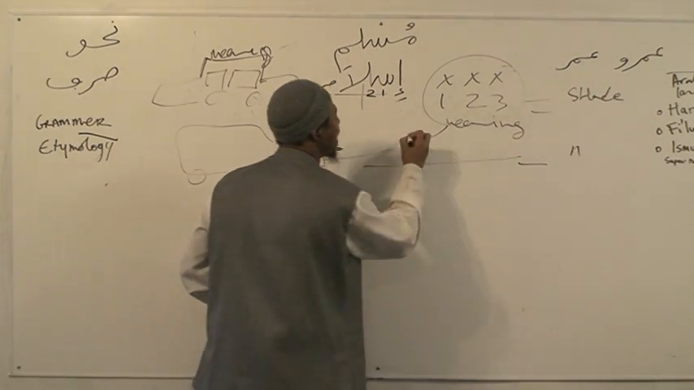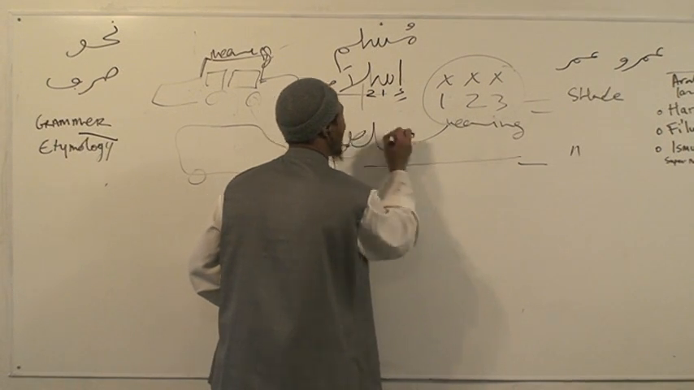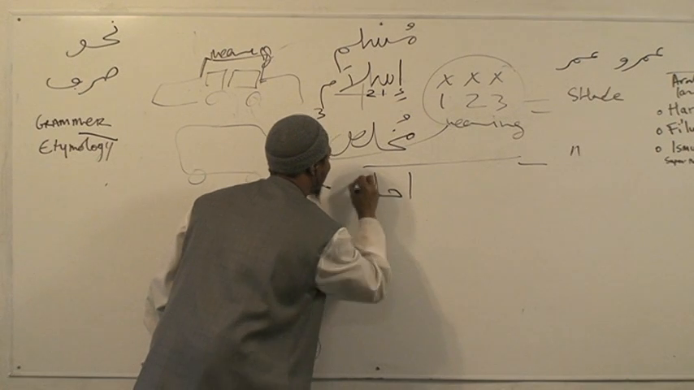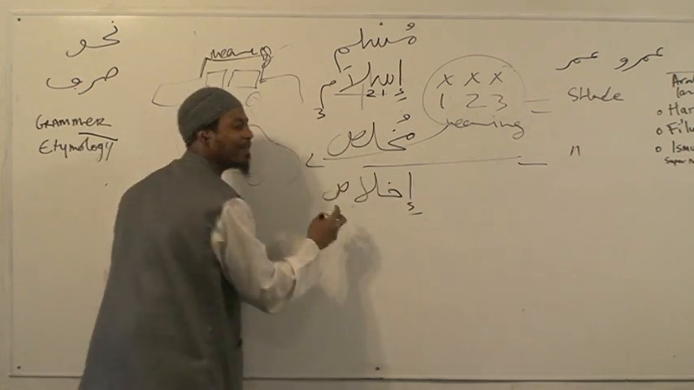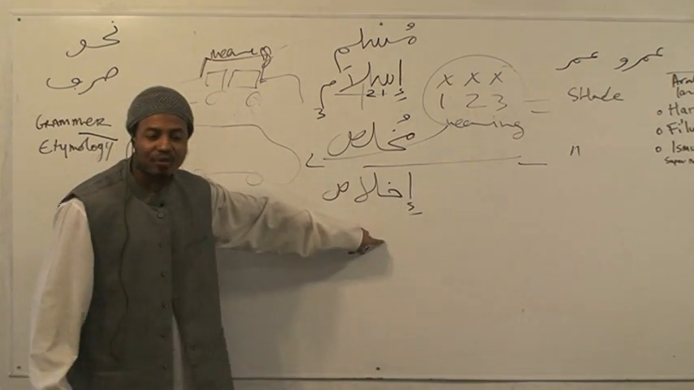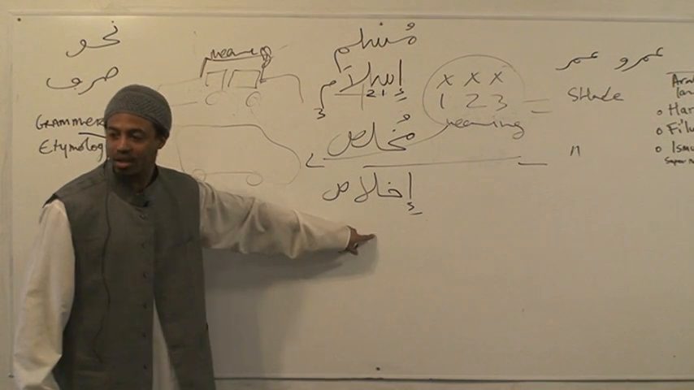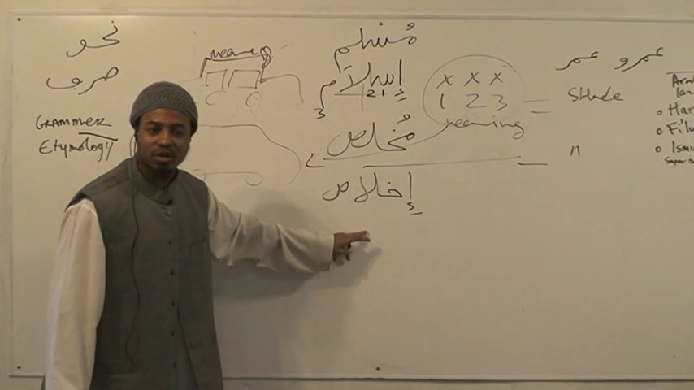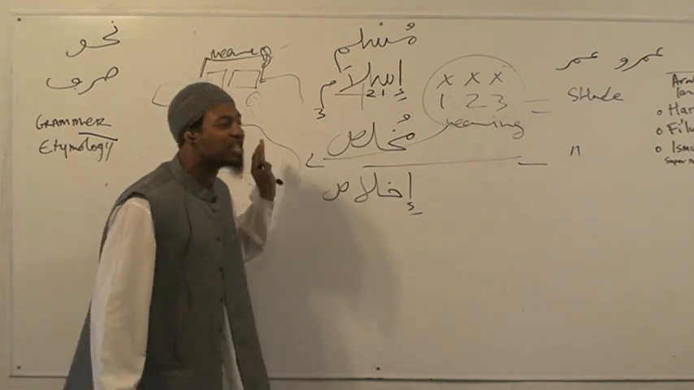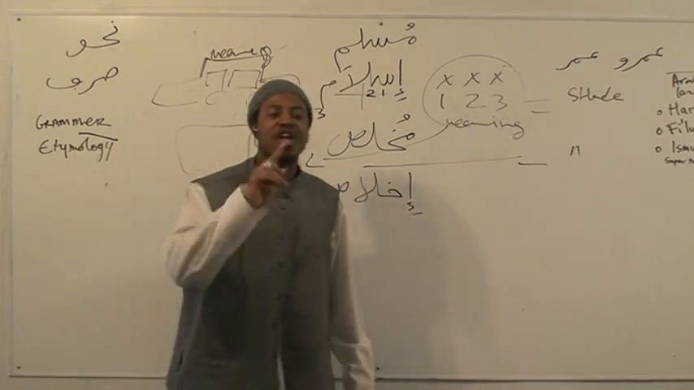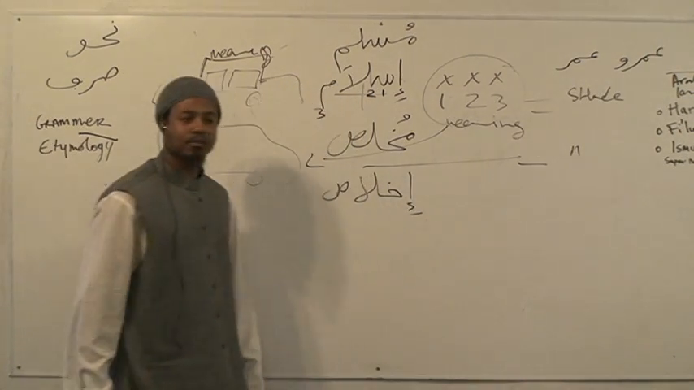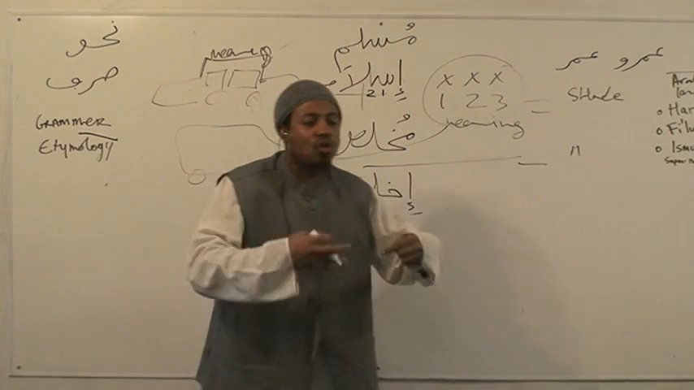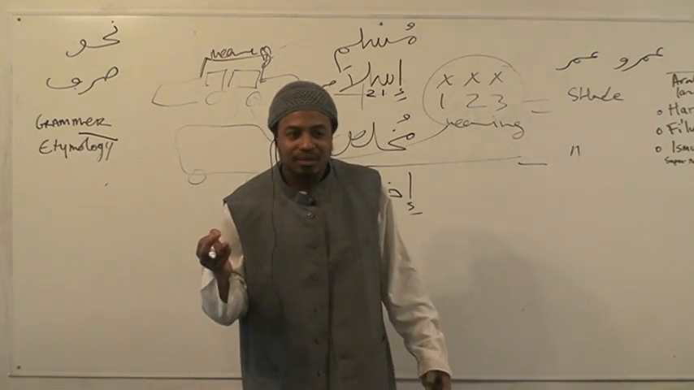Same way we have mukhlis. One who is sincere. And then you have the word ikhlas, which is the same exact shape, which means sincerity, purity. You see, once we learn the shape of the word, we can take that and use that anytime we see a word, even if we don't know the root. We'll be familiar with what that meaning is trying to come out to be. Does that make sense? Yes.